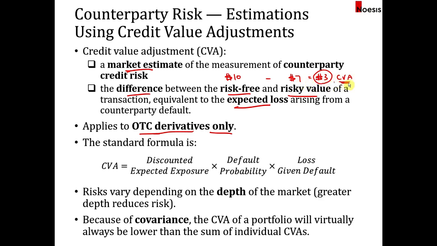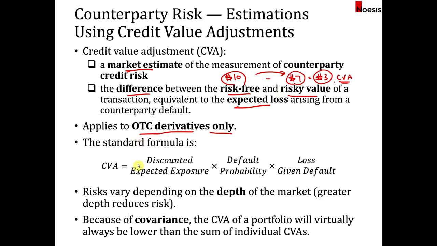By computing the CVA of a contract, we would then be able to subtract it from the risk-free value of an asset or instrument to get the risky value. So that allows us to price risky derivatives.